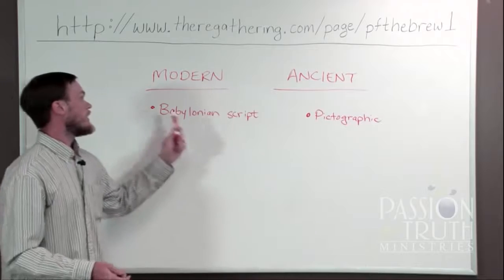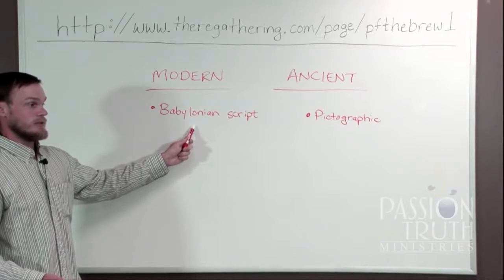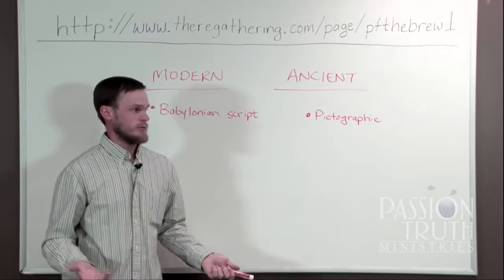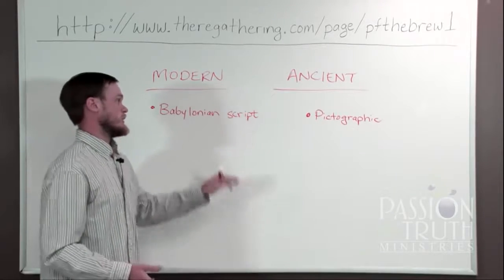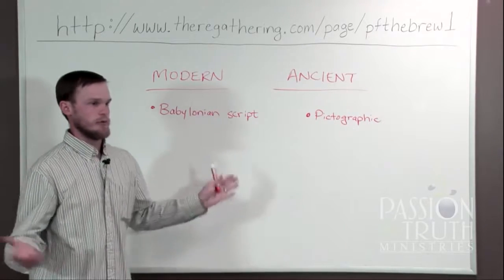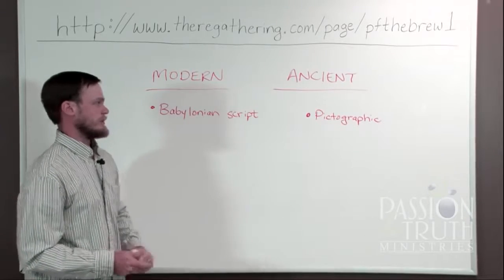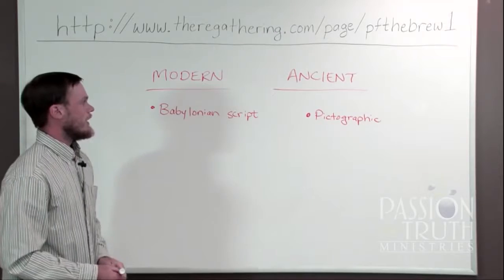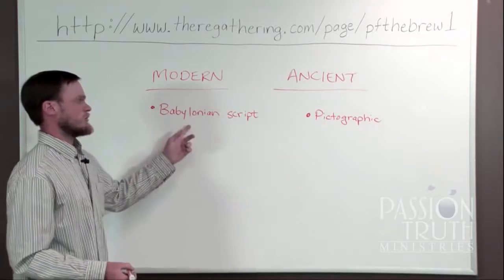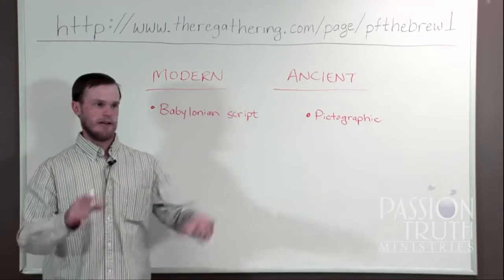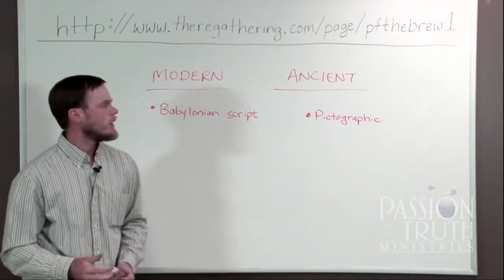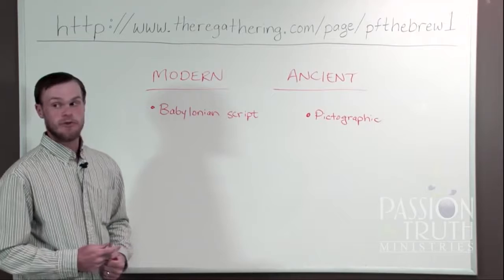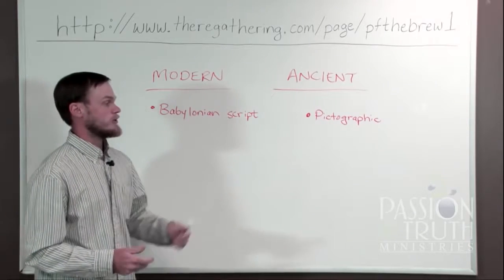But as I say, this is the script we're going to primarily be using, the Babylonian script, the modern script. If you find a copy of the scriptures in Hebrew today, it will be written in this script. This is the script you'll see Hebrew in pretty much universally, except for the cursive script, which is more informal. Babylonian script is also called the square script because the letters kind of all fill a block. But anyway, that's the primary difference between modern and ancient.